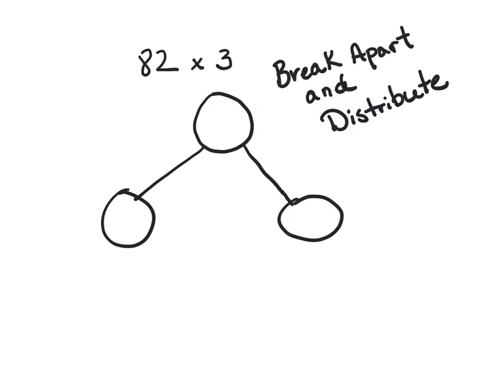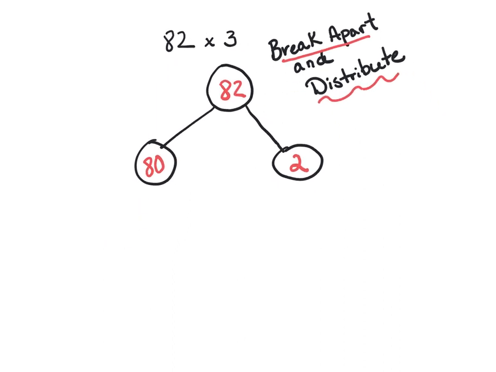The next one we have is the break apart and distribute. This is the third type of strategy to use. So what we're going to do is we need to break up the 82. So I'm going to put 82, and then we take the 8, which represents 80 because it's in the tens place, and we're going to take that 2, and that's in the ones place. And now we just broke it apart. Now we have to distribute it. And how we're going to distribute this is we're going to say 3 times 80 plus 2. That is one way of solving it.